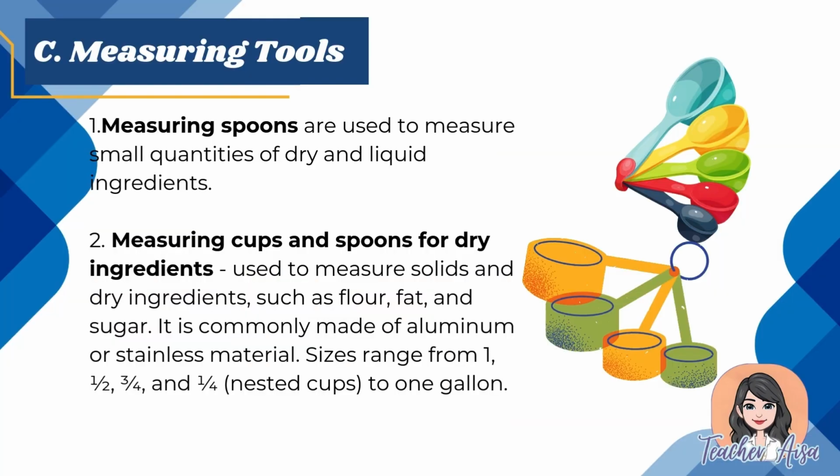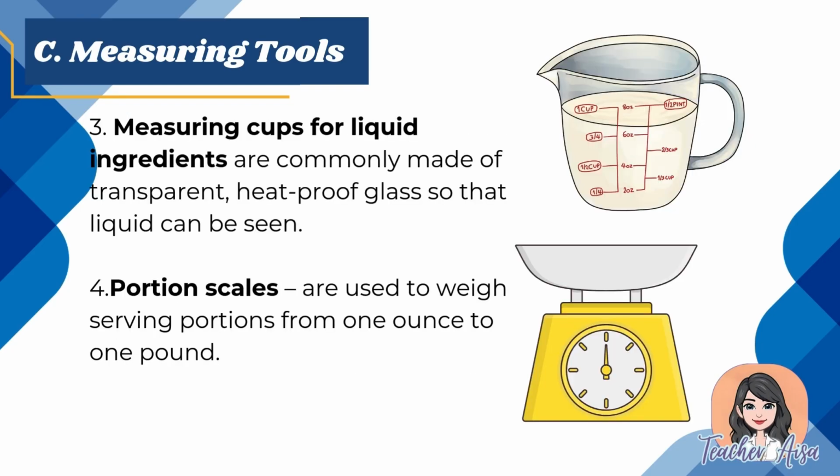Next are measuring tools. 1. Measuring spoons are used to measure small quantities of dry and liquid ingredients. 2. Measuring cups and spoons for dry ingredients are used to measure solids and dry ingredients, such as flour, fat, and sugar. It is commonly made of aluminum or stainless material. Sizes range from 1/4, 1/2, and 3/4 to 1 gallon.